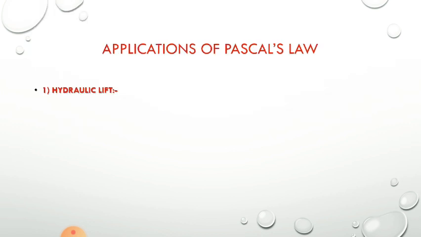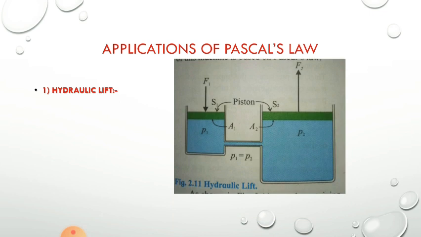Now we will study some applications of Pascal's law. The first application is the hydraulic lift. The hydraulic lift is shown in the diagram, figure 2.11 in the textbook. As shown in this diagram, there are two cylinders, P1 and P2. So P1 we can say is piston 1, and P2 is piston 2.